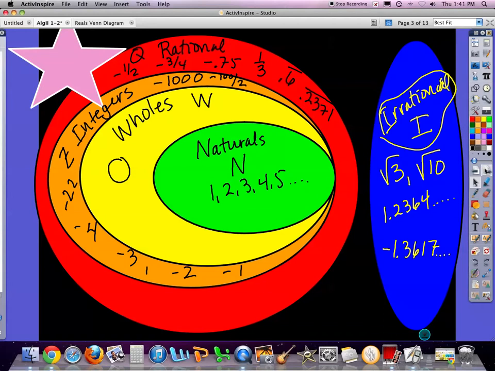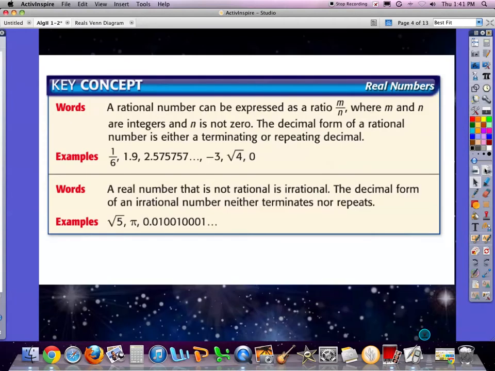Okay, let's do a couple practice here with that. This is from the book. I'm going to make this optional because it's a lot of wordage, but I think we just need to hit that one more time. A rational number can be expressed as a ratio. The decimal form of a rational number is either a terminating or a repeating decimal. So if it's terminating, it's like 1.9. Repeating would be like 2.575757..., but you're going to have to be smart enough to say that's 2.57 with the bar over the top.